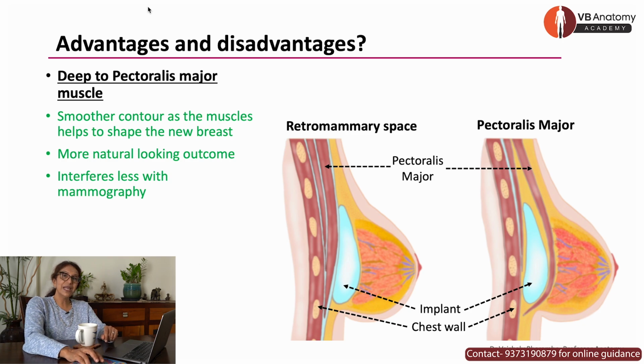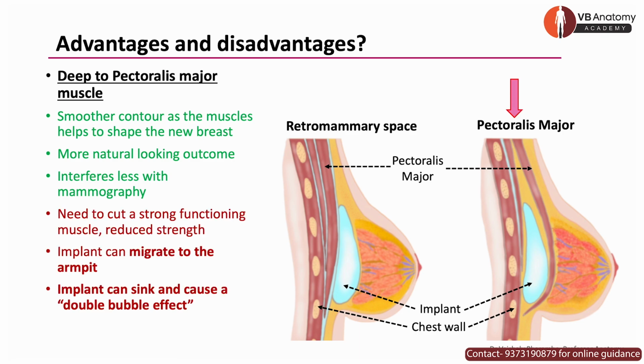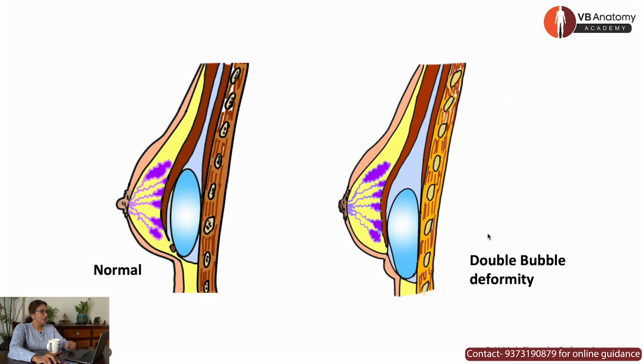Whereas if you place it behind the pectoralis major by cutting and inserting it behind, then the contour of the breast, as you can see, is much smoother. It's a more natural looking breast and it does not interfere that much with mammography. However, the problem is you're cutting a functional, strong muscle. There will be muscle weakness. Plus, there are some other problems. Take a look. Here you're seeing a normal breast, and then you are seeing how the implant has started to sag down. As it sags down, it creates an additional breast curvature, which is called a double bubble deformity.